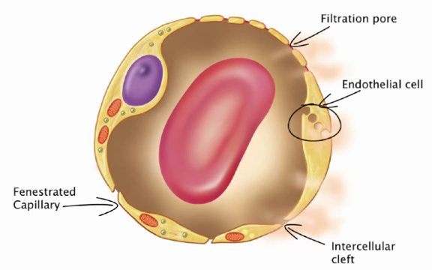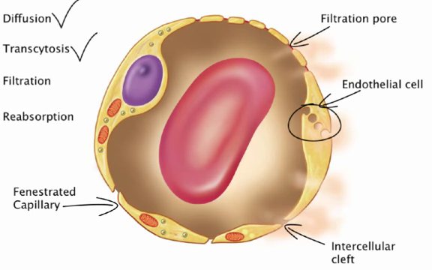can pass through them. The mechanisms by which the materials pass back and forth also vary. They are called diffusion, transcytosis, filtration, and reabsorption. In this video, we'll take a look at diffusion and transcytosis.